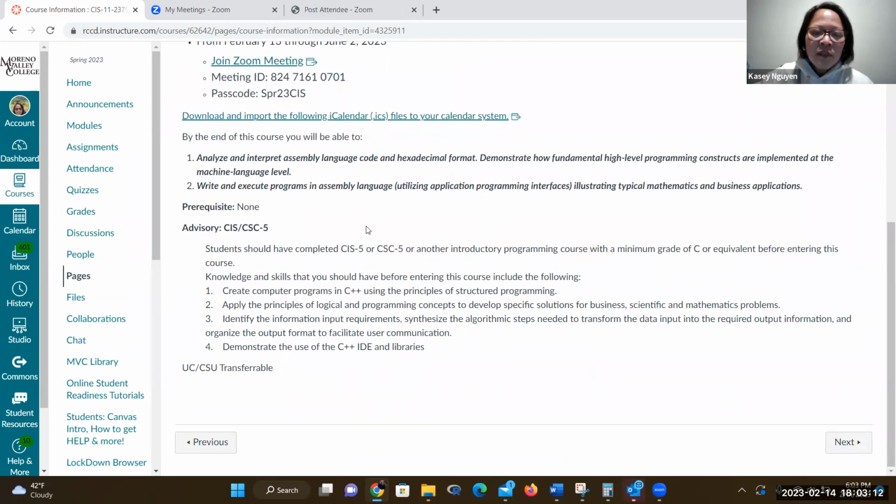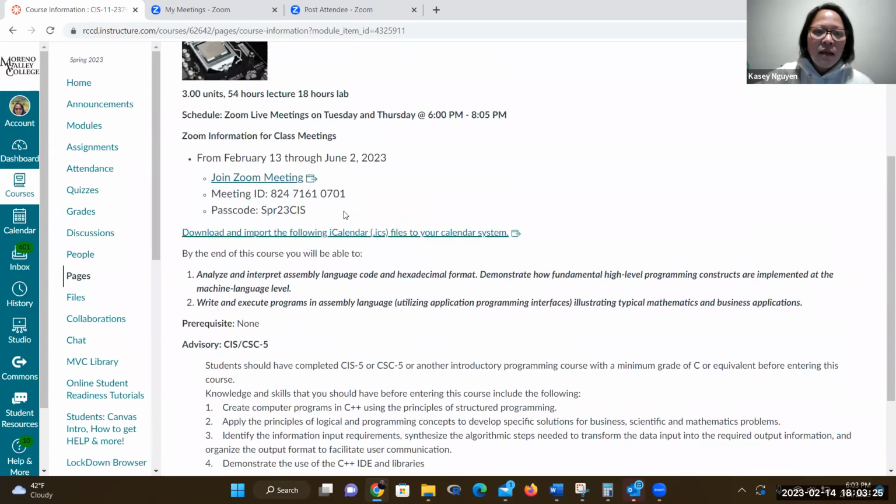The requirement of this course is you need to have advisory, which is some programming coming into the class. It helps if you know a little bit of programming like C++ from CIS5. Okay.